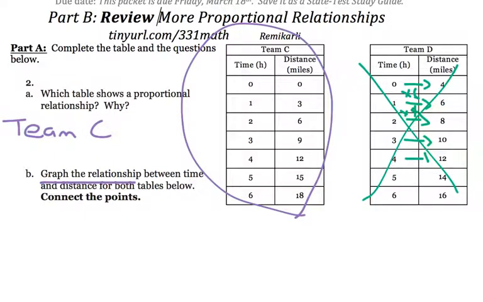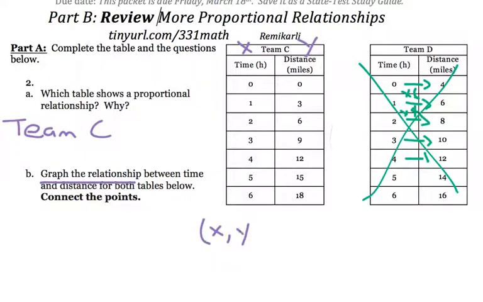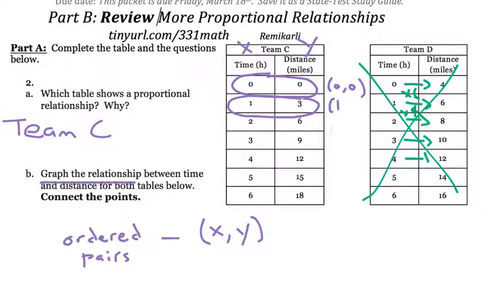Quick review on graphing. So when you have a table, typically the first column is your x value and your second column is your y value. And we're graphing ordered pairs, that's their technical term. You could also call them just a point or coordinates. That would be fine. So the first ordered pair is 0, 0. The next ordered pair is 1, 3, and so on like that. So that's how we're going to graph it.